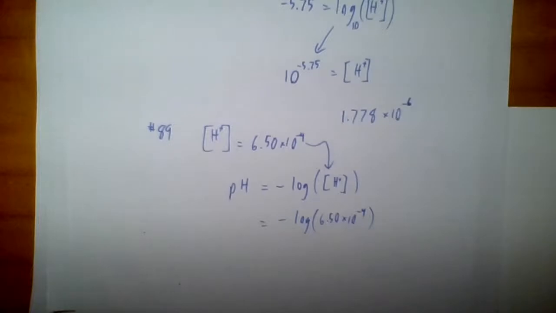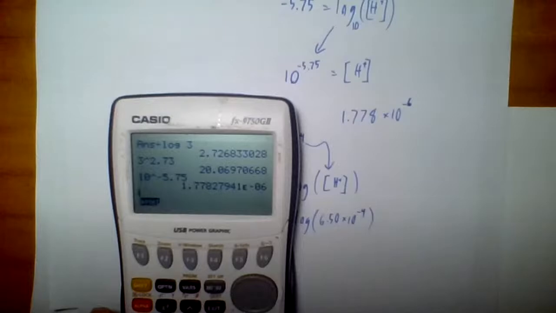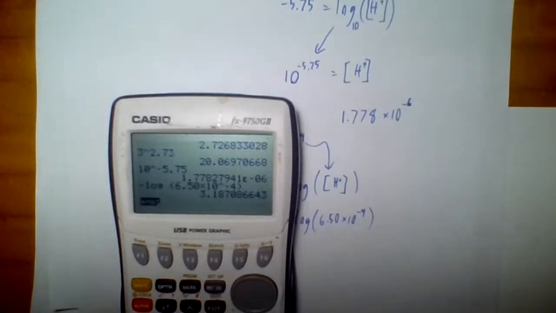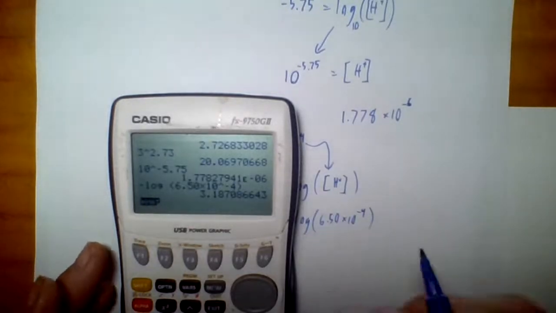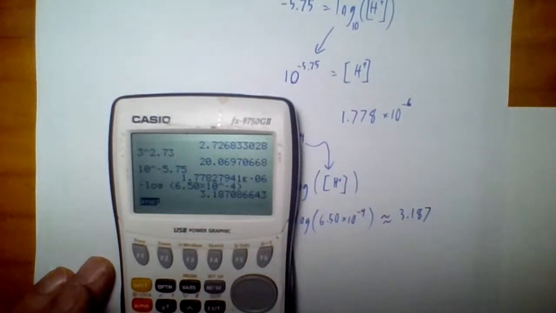So here we go. We just have to do minus log of, and I still like the containers in there, 6.50 times 10 to the negative 4 has to all be on the input of that logarithm. So the parentheses help with that. It's minus log of that concentration. And the calculator says that's equal to 3.187 approximately. So that's rounded, but that's what the pH of this is.